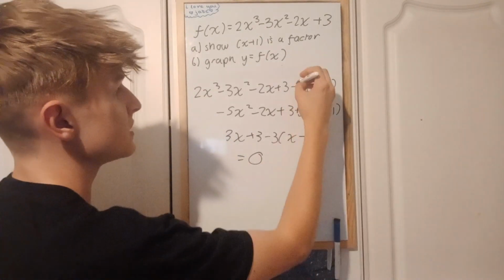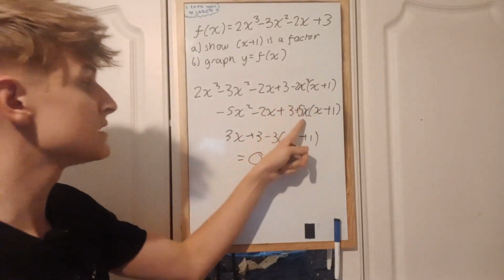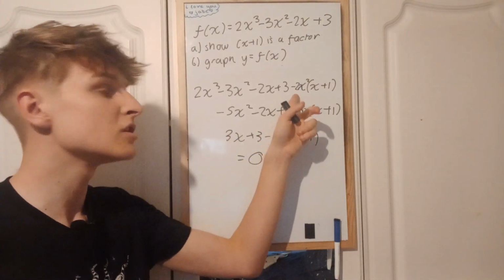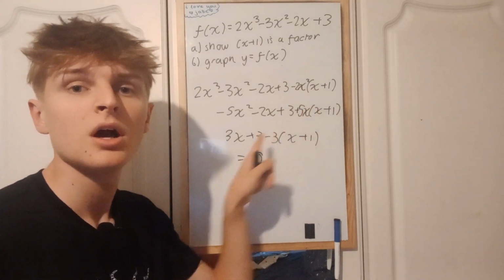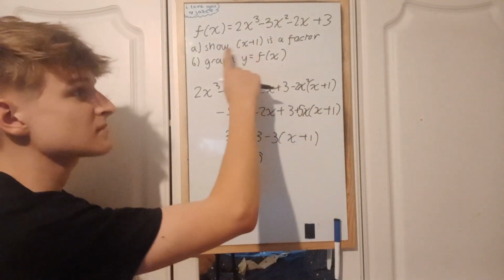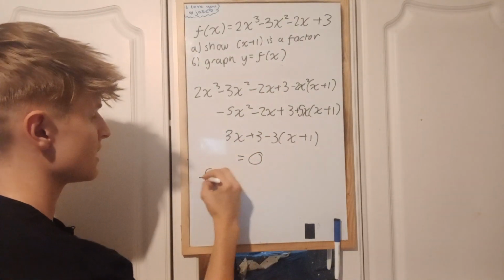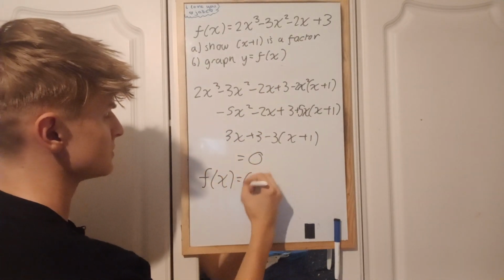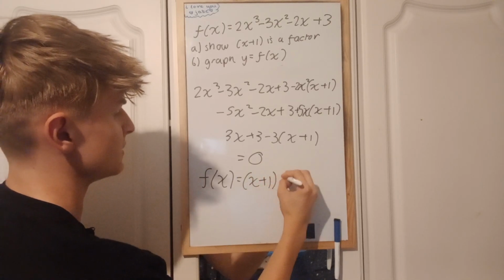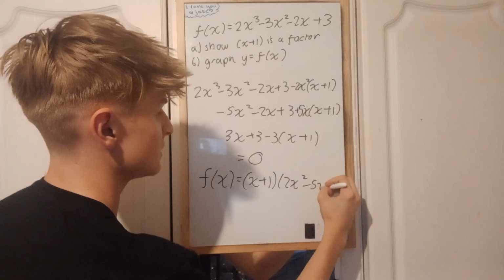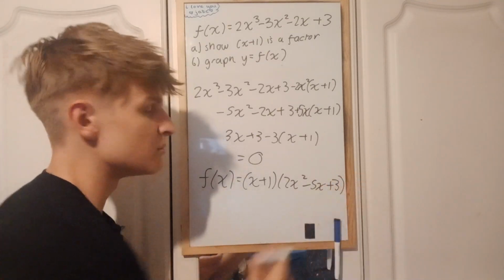And remembering the method, the quadratic factor is all of these coefficients we chose here, but you flip the sign. So our quadratic factor will be 2x squared minus 5x plus 3. And then so if we just write f of x as the product of its two factors, then we get f of x equals x plus 1, and then times this other quadratic factor we found. Boom, so there we go.